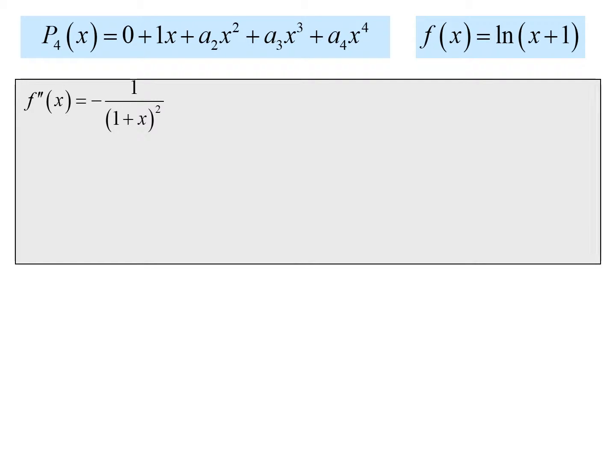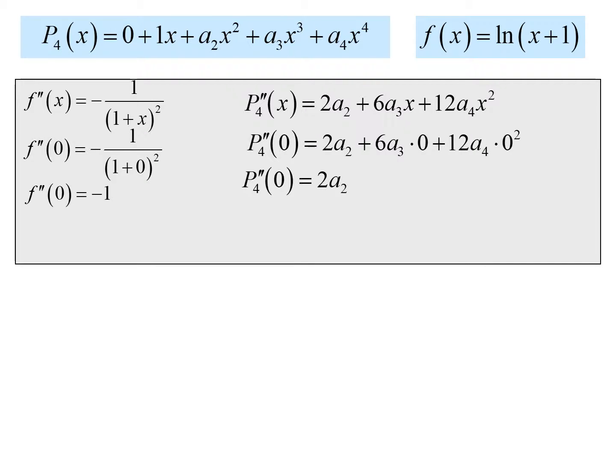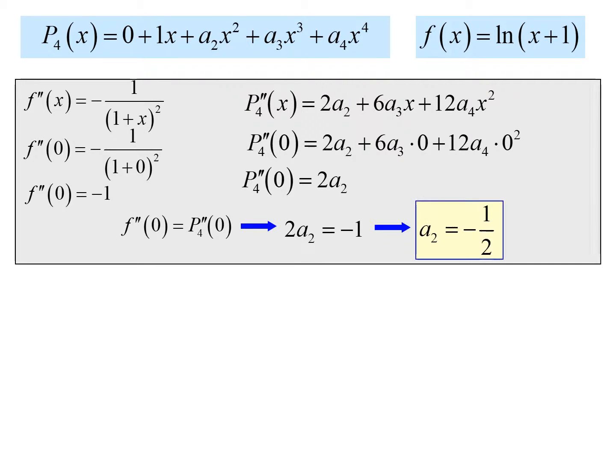So we take the second derivative of the original function. Evaluate that when x equals 0. We get -1. Take the second derivative of the polynomial. Evaluate that when x equals 0. And we get 2a sub 2. Setting these equal gives us a sub 2 equals -1/2. So we're getting closer to figuring out this polynomial. We have the polynomial of degree 2 figured out.